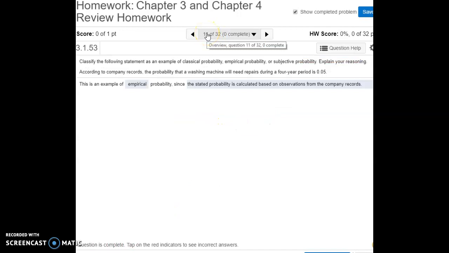And number 11, we have a scenario that we need to classify as either classical probability, empirical probability, or subjective probability. And these are all discussed in section 3.1. And in our scenario here, according to company records, the probability that a washing machine will need repairs during a 4-year period is 0.05. Now, in classical probability, it's when each outcome is equally likely to occur, like flipping a coin or rolling the dice. That is not the case here. Washing machines are not equally likely to need repairs.